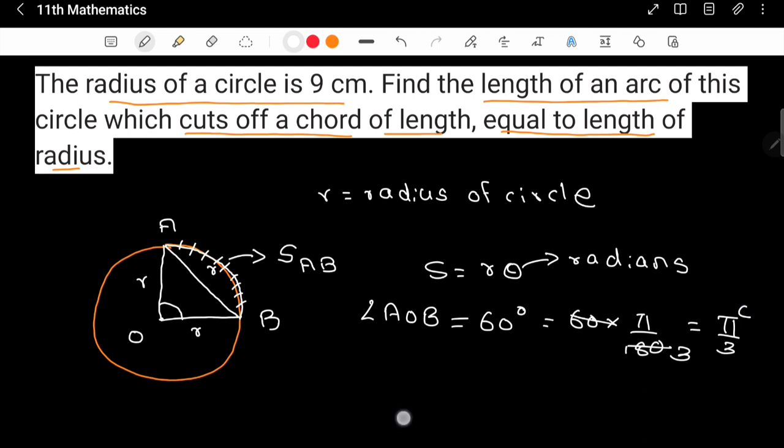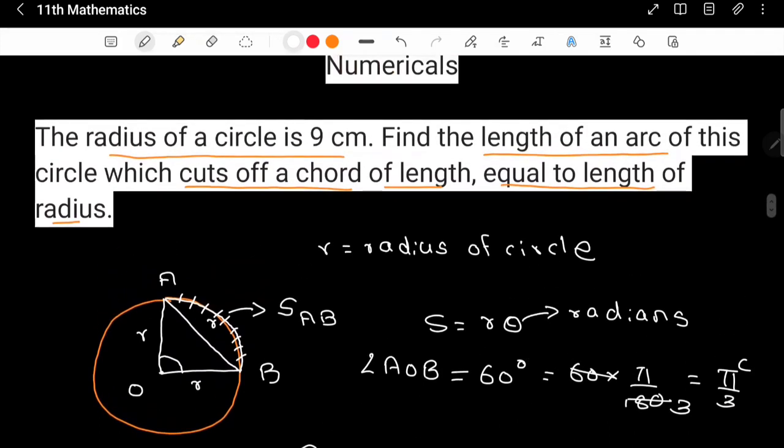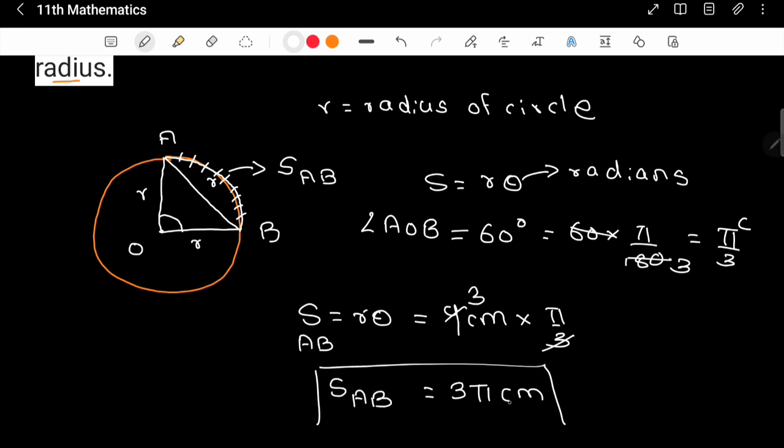Okay, fine. Now, using the formula S is equal to R theta, we calculate the length of arc AB as follows, which is equal to, what is the radius of the circle? The radius of the circle is 9 centimeter as given over here. So it is 9 centimeter into pi by 3. So that is 3 pi centimeter. So the length of the arc AB is 3 pi centimeter.